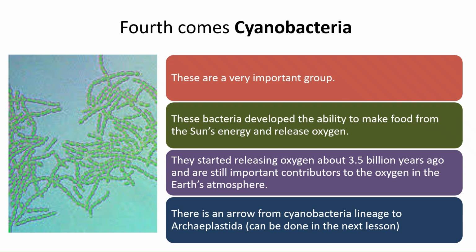Fourth comes cyanobacteria. These are a very important group. These bacteria developed the ability to make food from the sun's energy and release oxygen. They started releasing oxygen about 3.5 billion years ago and are still important contributors to the oxygen in the Earth's atmosphere. There is an arrow from the cyanobacteria lineage to Archaeplastida, which will be done in the next lesson.